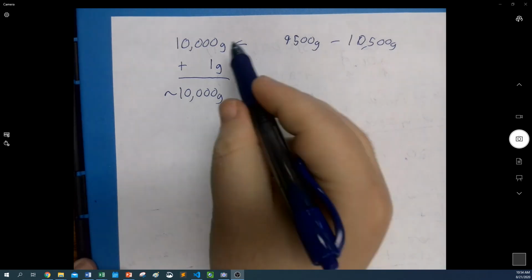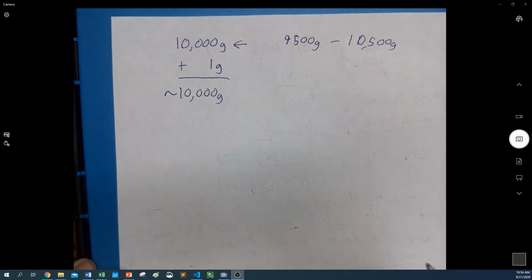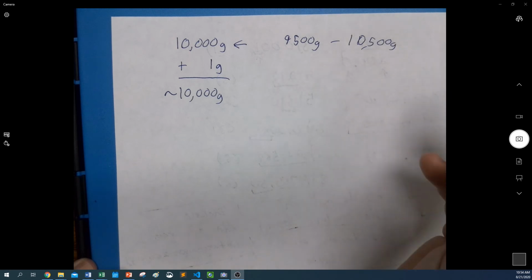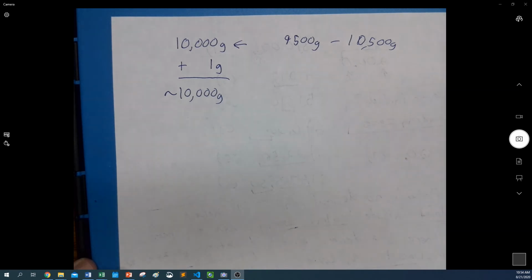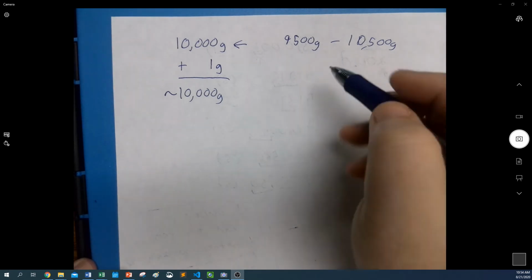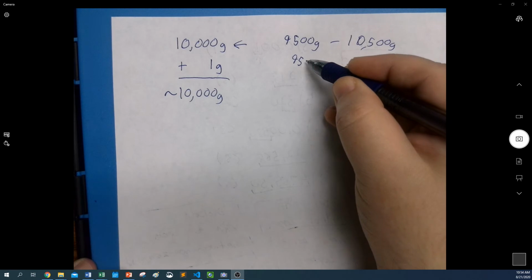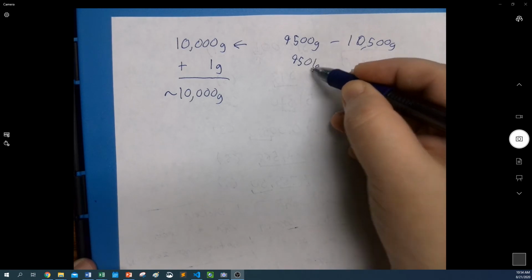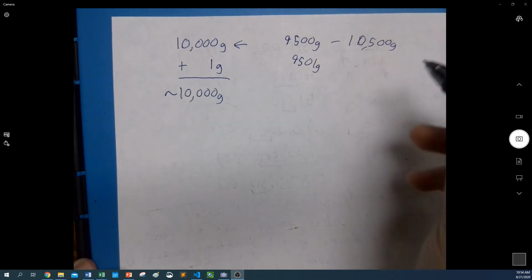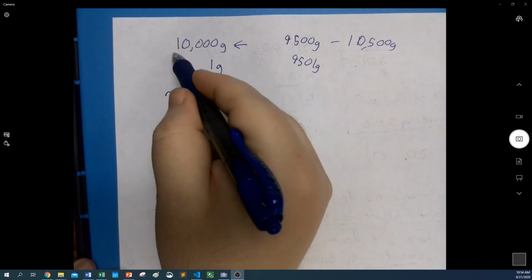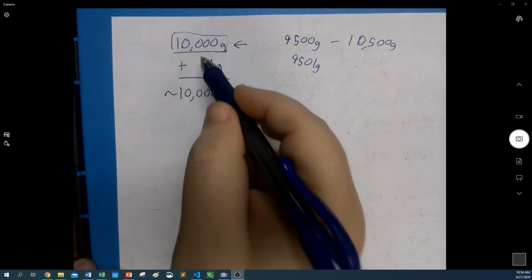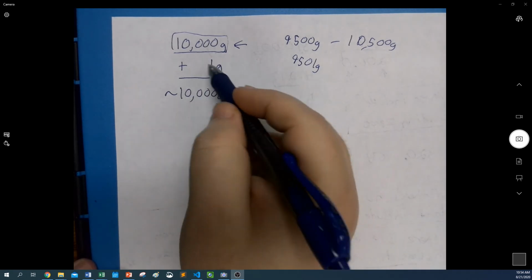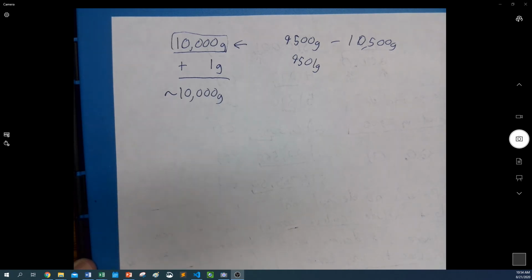Because I'm uncertain in the first digit, I don't know how precise my answer should be. So if I say that I'm adding 1 gram to it, I might be adding it to 9,501 grams, or something like that. If you do not know precisely how much you started out with, you can't make the number more precise than your least precise number. Does that make sense?